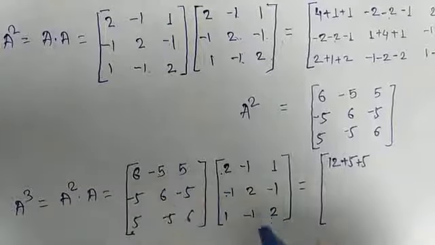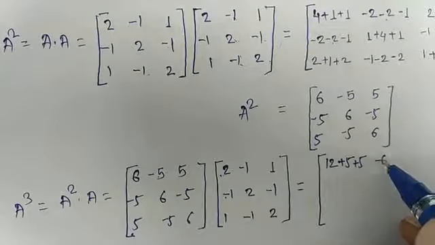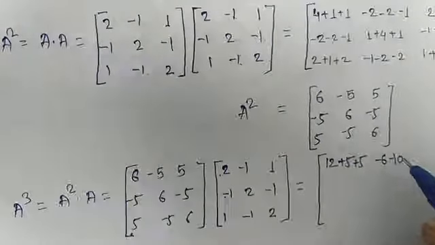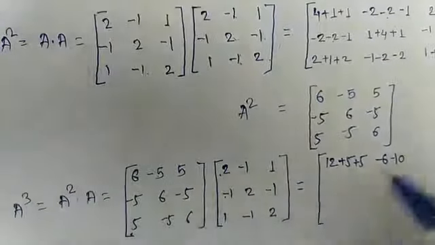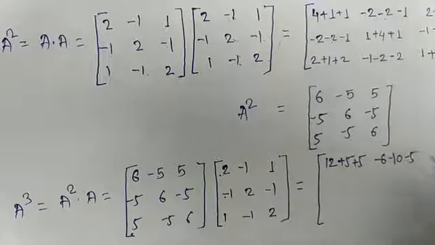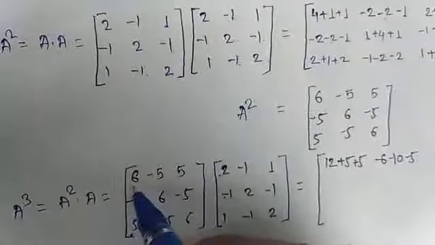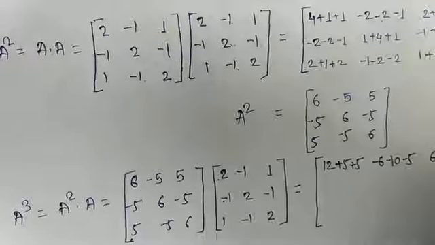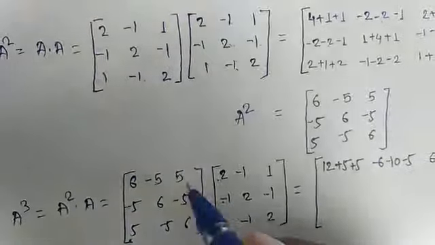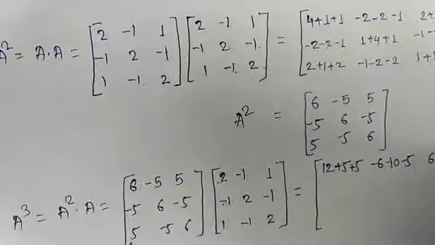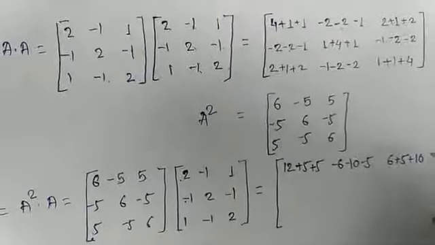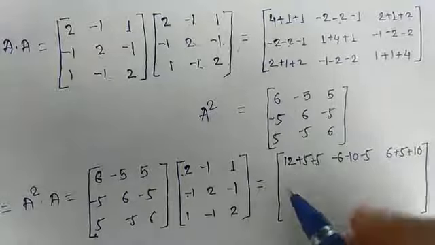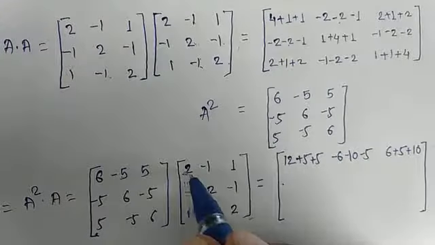Now first row, second column. 6 into minus 1 is minus 6. Minus 5 into 2 is minus 10. Okay, and 5 into minus 1 is minus 5. Next, third column: 6 into 1, 6. Minus 5 into minus 1 is plus 5. 5 into 2 is 10. Okay. Similarly, here it will be minus 5 into 2, minus 10.